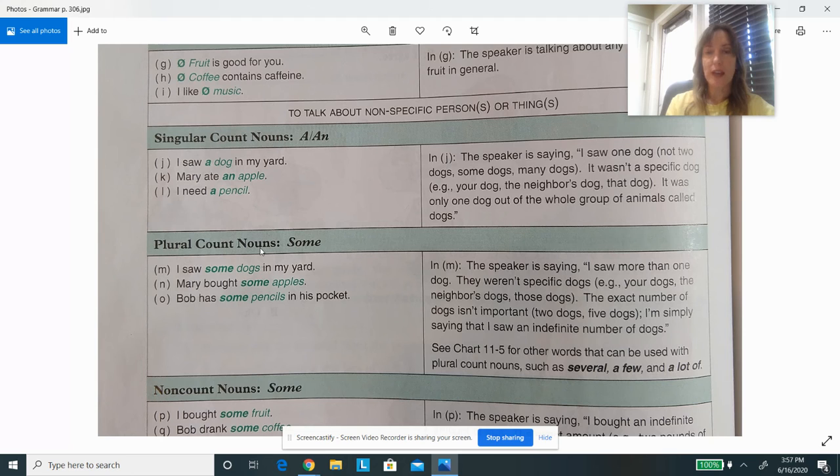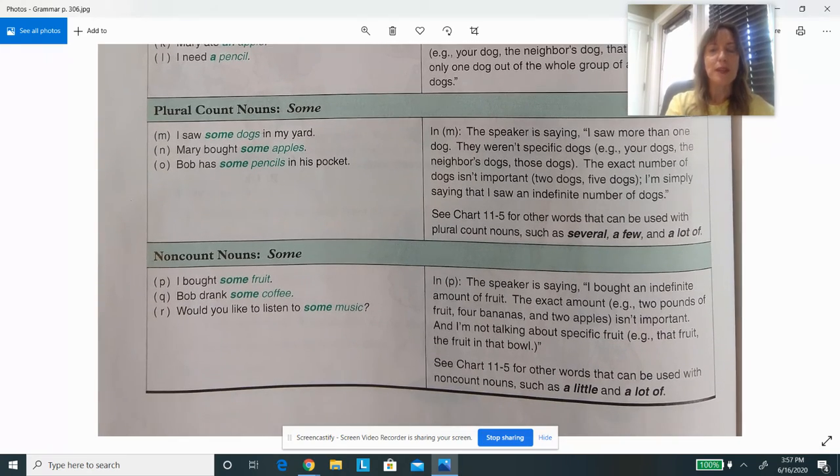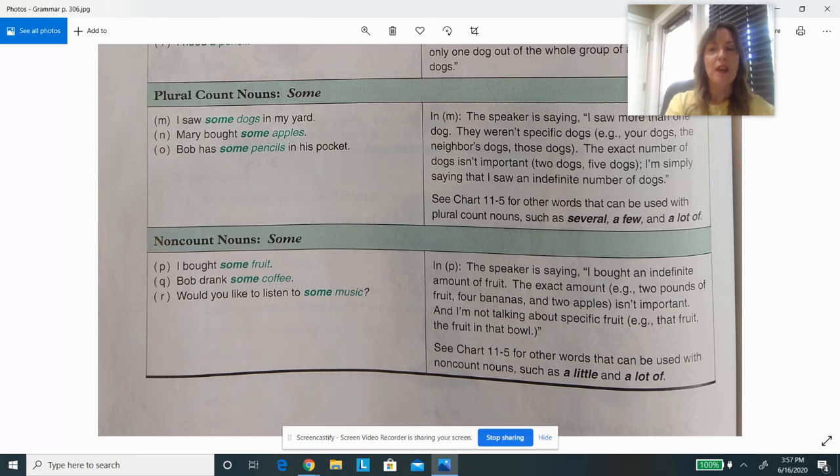If you have a plural count noun and it's non-specific, use the modifier some. I saw some dogs in my yard. Mary bought some apples. Bob has some pencils in his pocket. Again, the listener doesn't know specifically those items because it's the first mention. All right, with a non-count noun and a non-specific noun, again, like the plural, use the modifier some. I bought some fruit. Bob drank some coffee. Would you like to listen to some music?